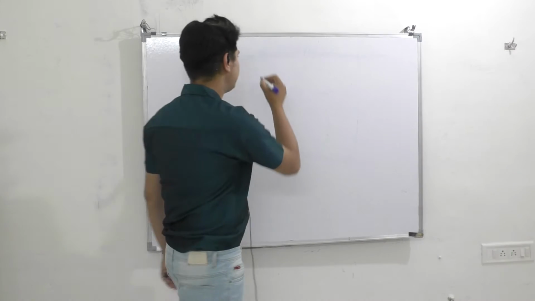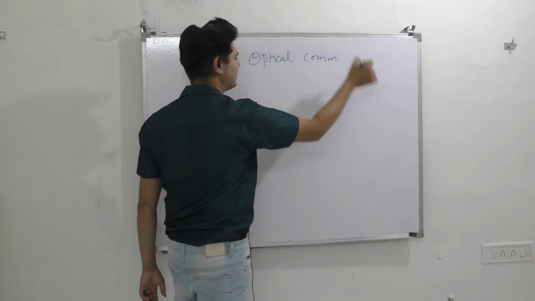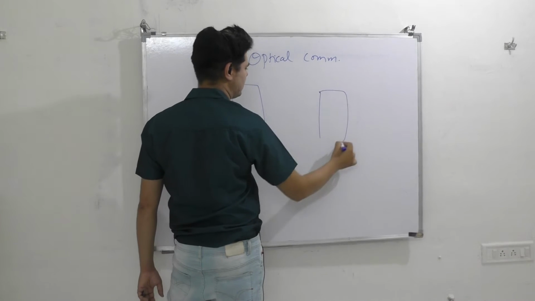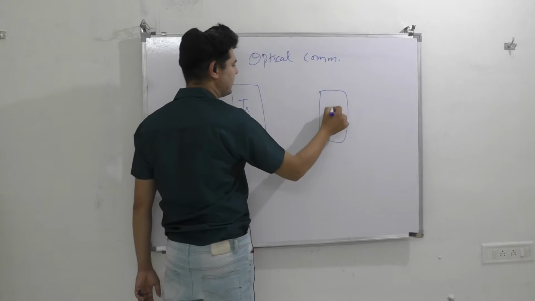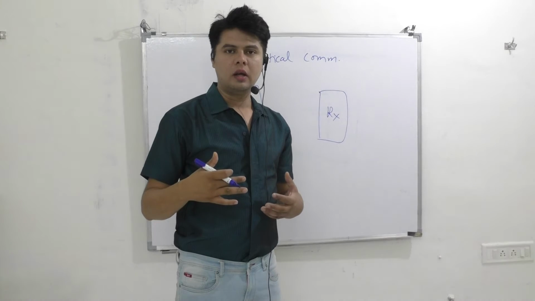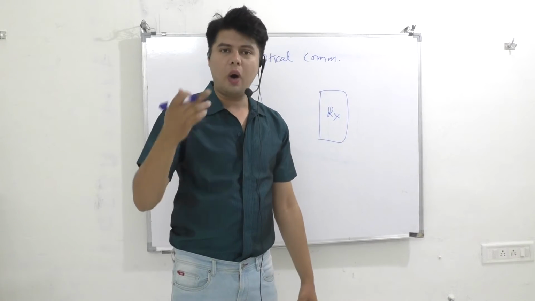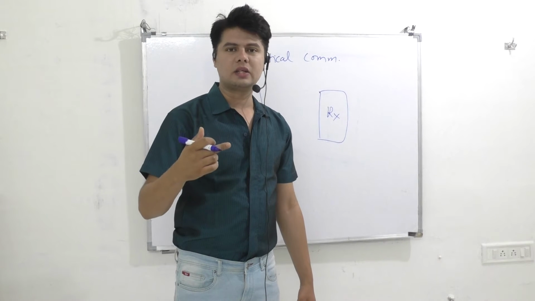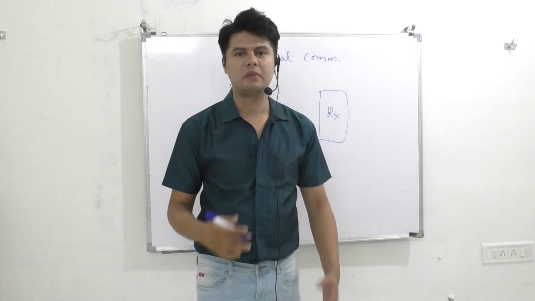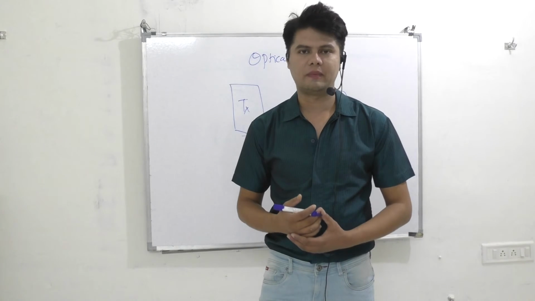So optical communication again has two systems. This is called the transmitter TX and the receiver RX. As with wired media, if I want to communicate from the transmitter to the receiver, I are required to connect them through some physical media. As in the traditional communication system, we were using the copper wire and the twisted pair.